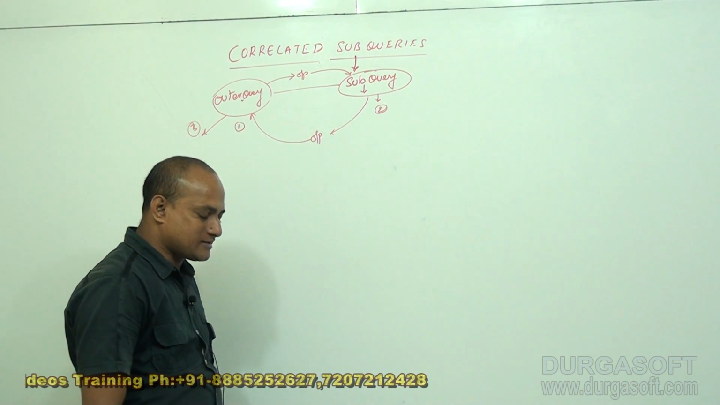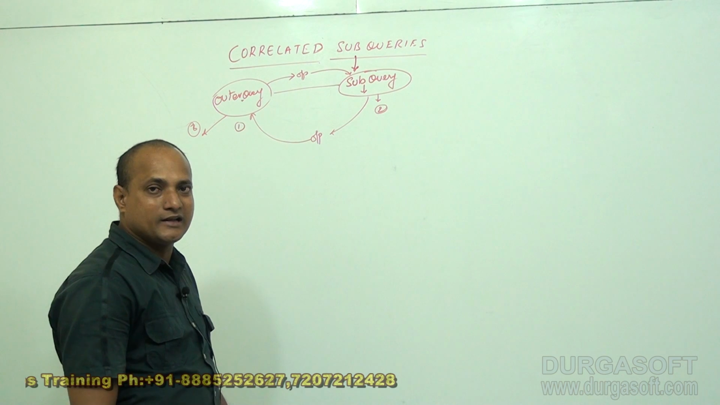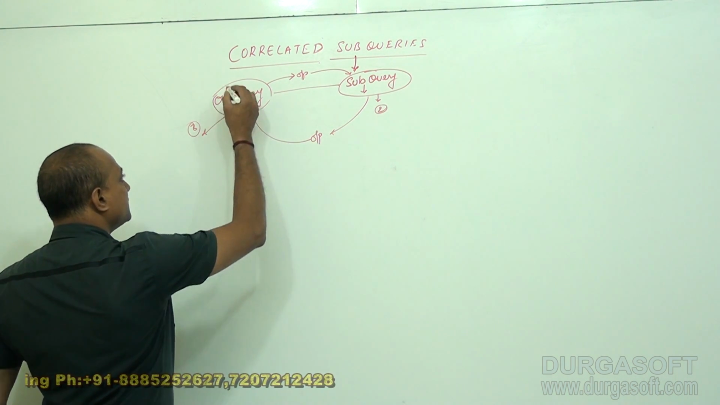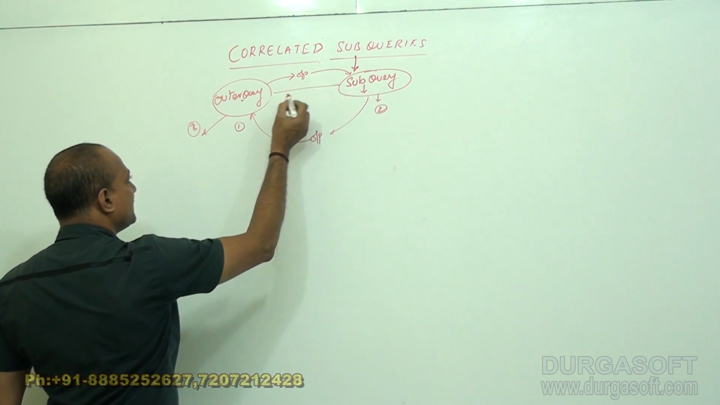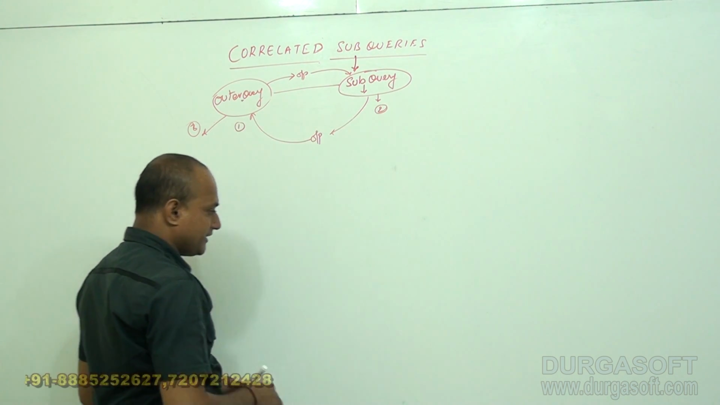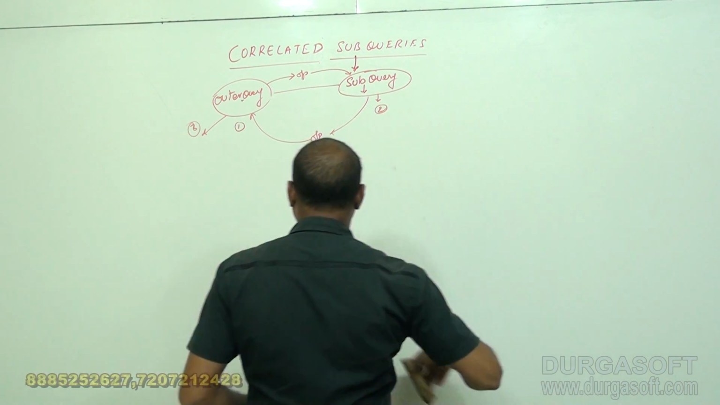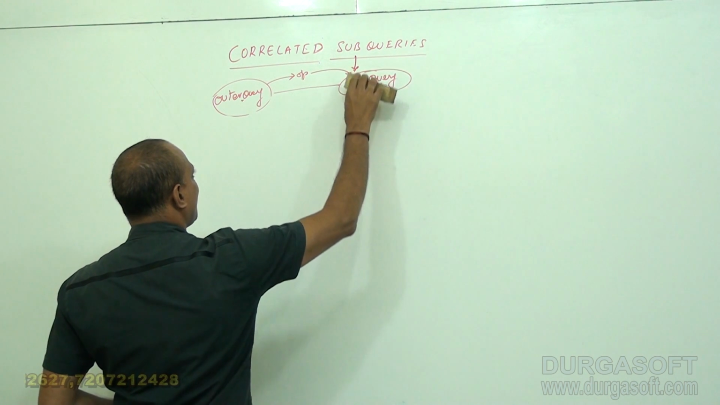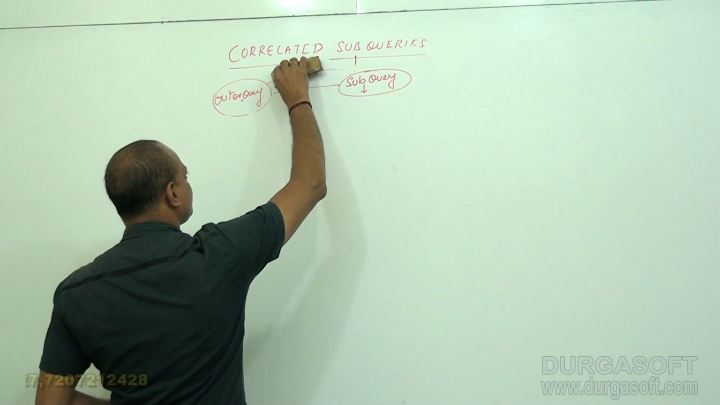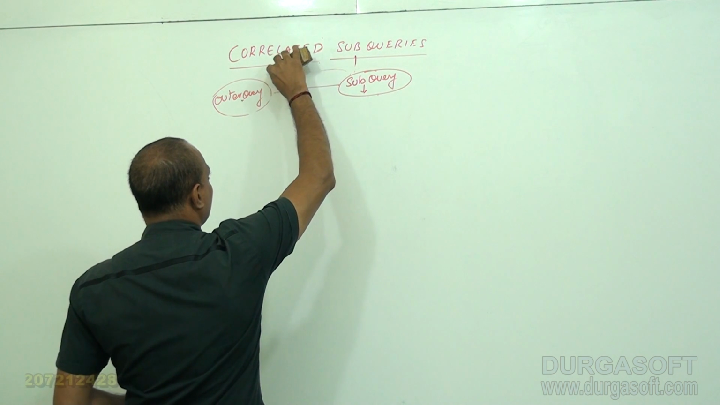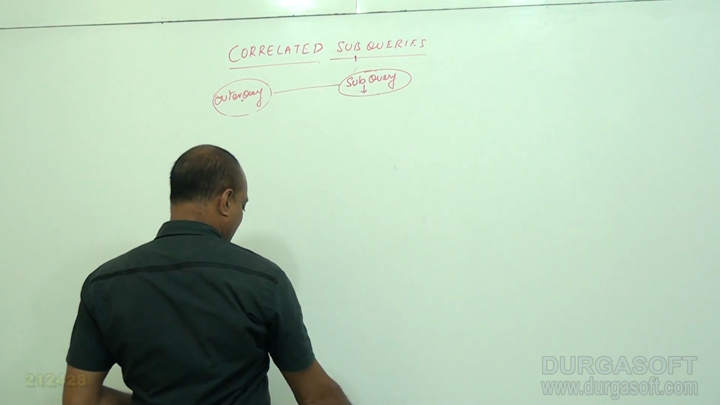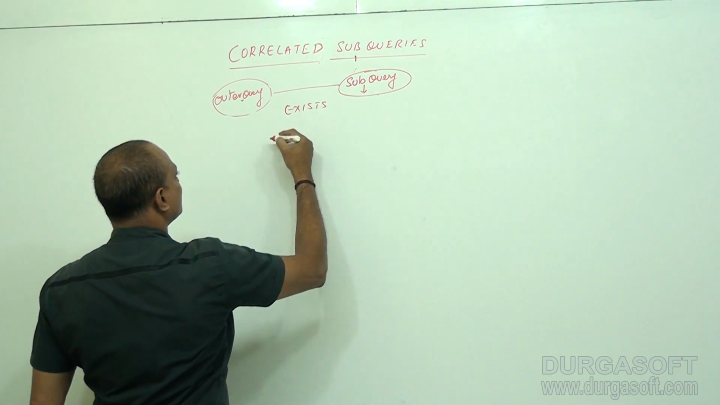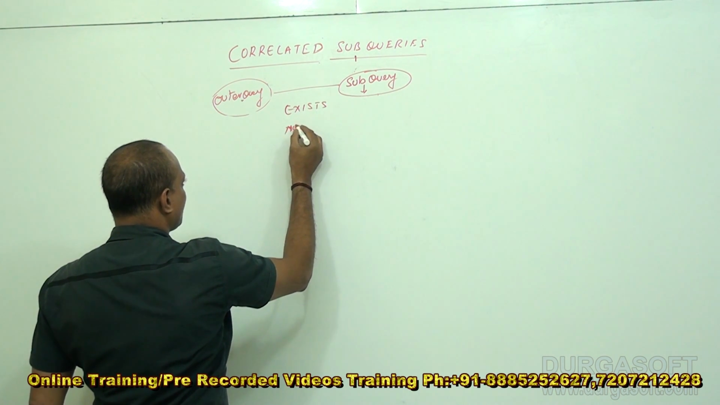Just now I explained about the correlated subquery. Now I am going to explain the operators. If you are writing a correlated subquery, between the outer query and the inner query we can generally use two operators, the EXISTS operator and the NOT EXISTS operator. Here you can use either EXISTS or NOT EXISTS.